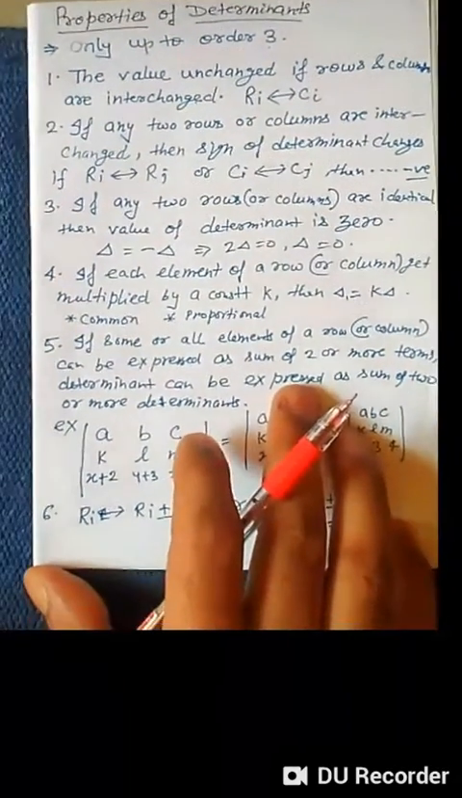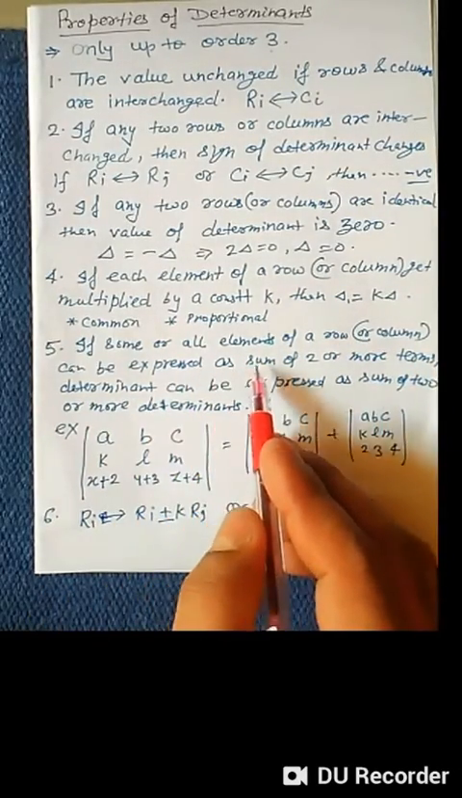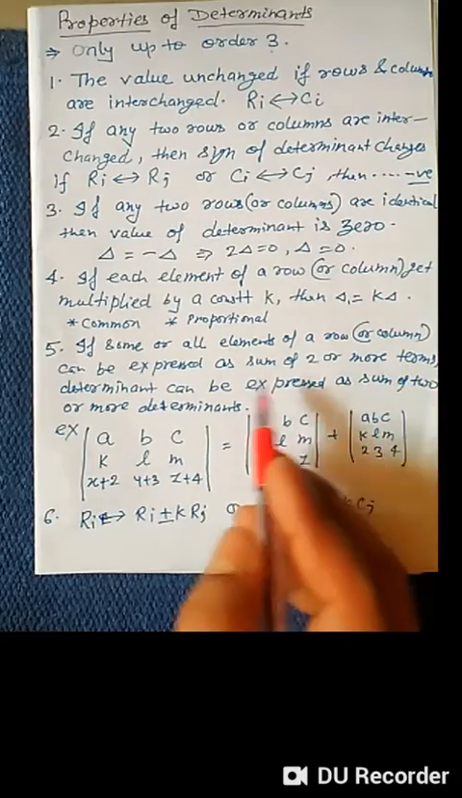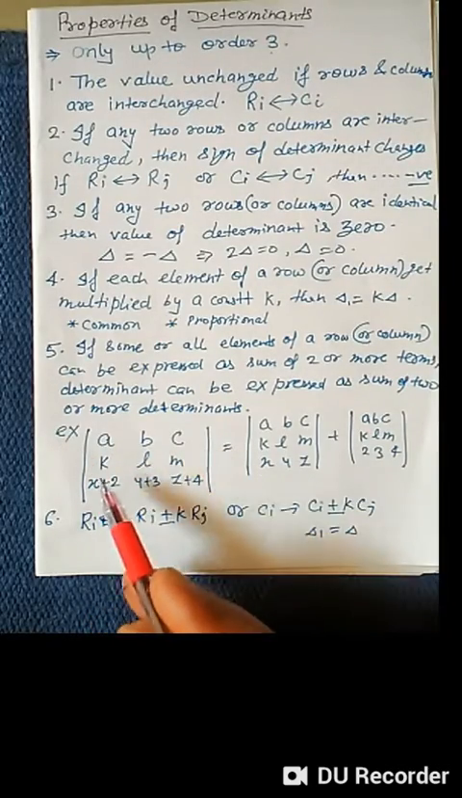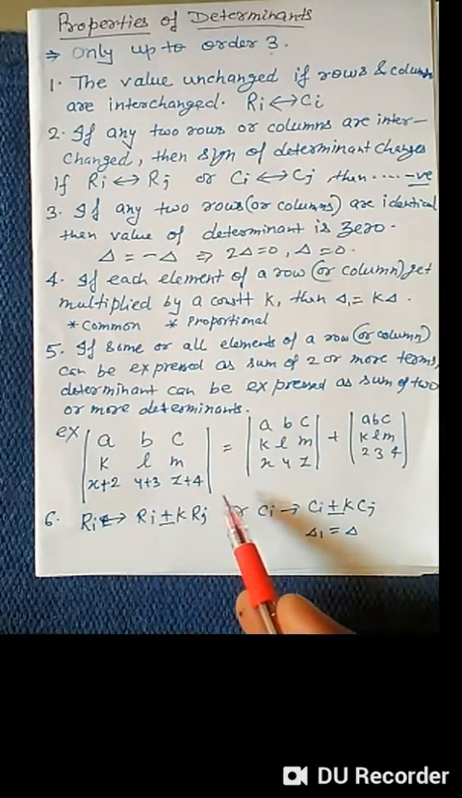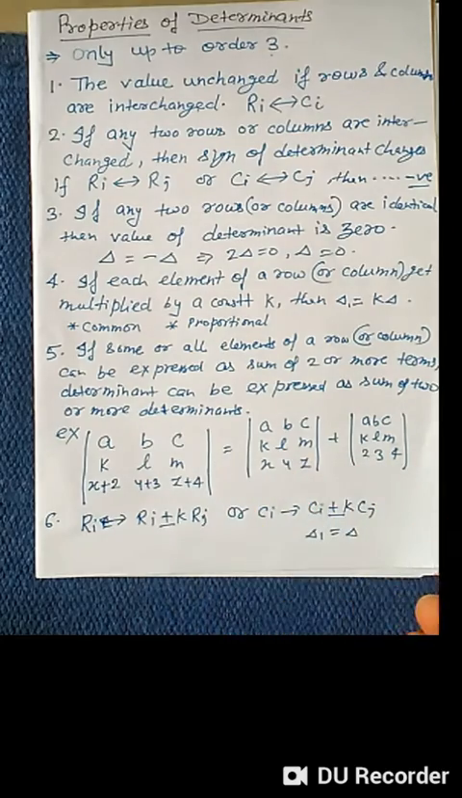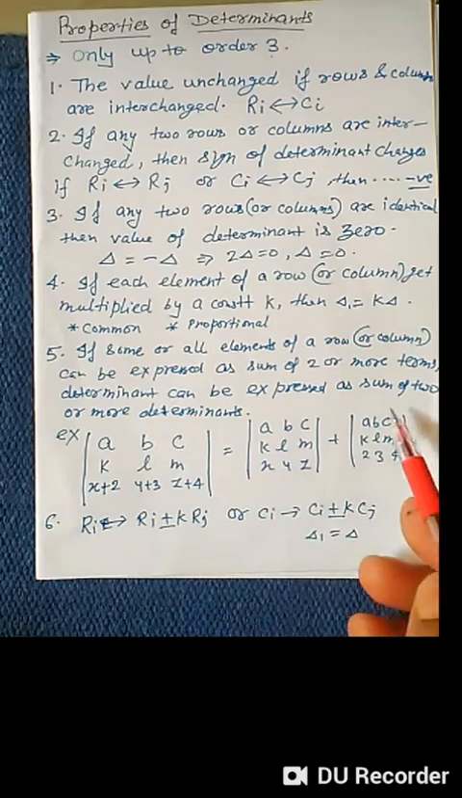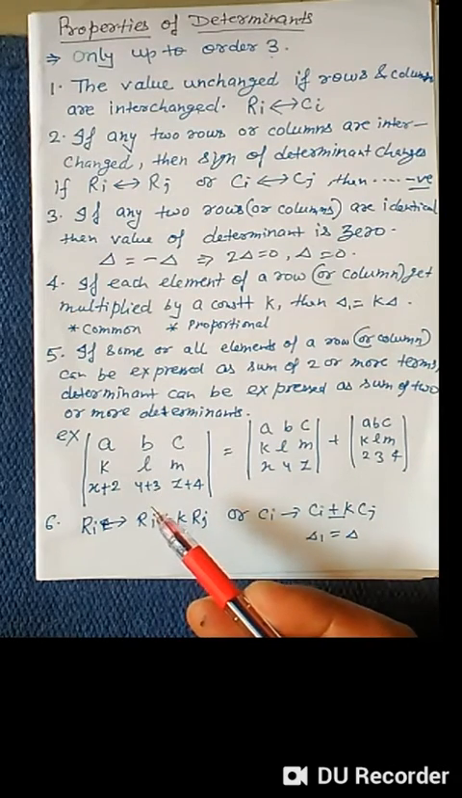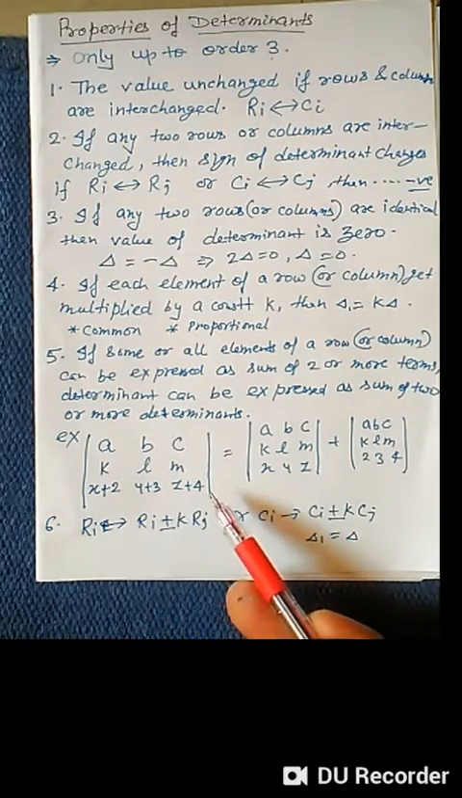Okay guys. Now next property, fifth property. If some or all elements of a row or column can be expressed as sum of two or more terms, the determinant can be expressed as sum of two or more determinants. See the example, a b c, k l m, x plus 2, y plus 3, z plus 4. It can be broken up into determinants, where the first one will consist of this x y z and this plus value will be transferred to the second one. Likewise, we can split one determinant into two by using this property.